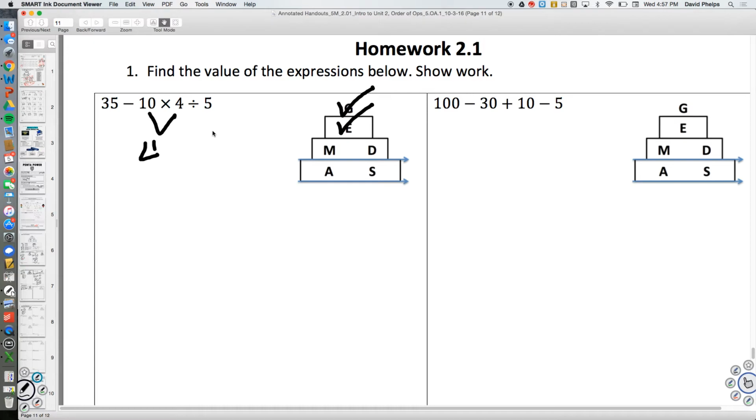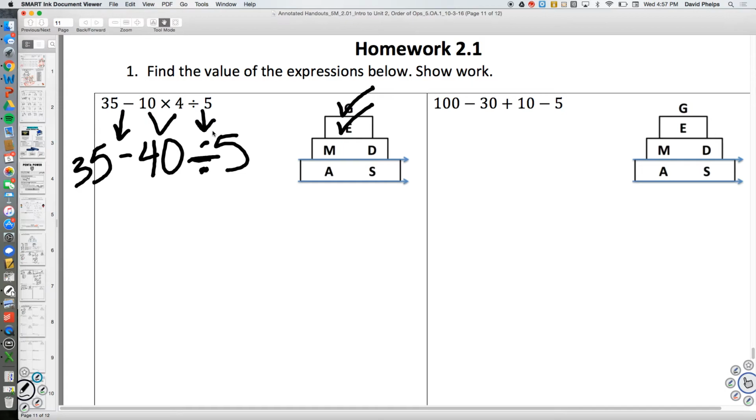10 times 4 is 40. And now I just bring down everything else that was a part of the expression. So 35 minus 40 divided by 5. That divided by 5 was right there. I don't write the 10 or the 4 because we multiplied those to give us 40.